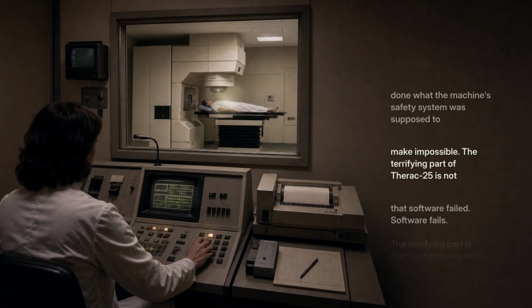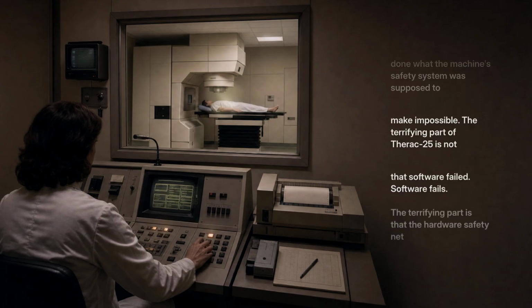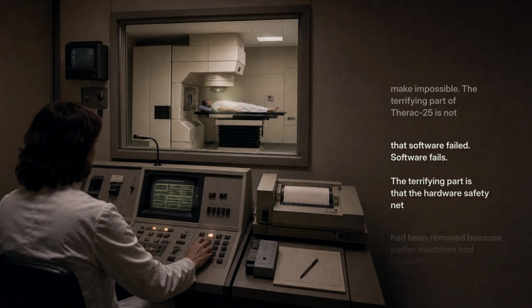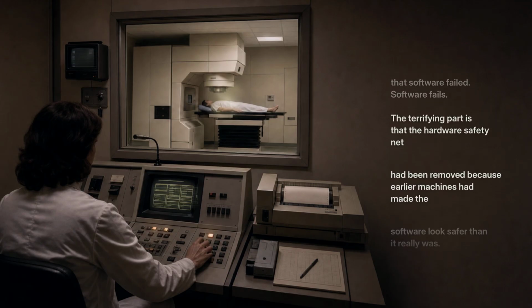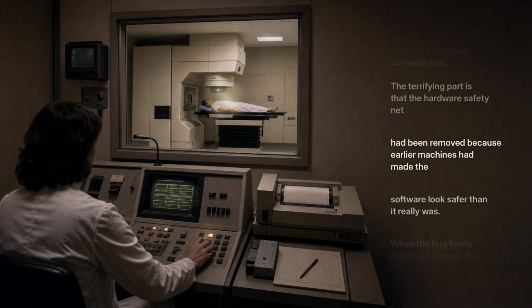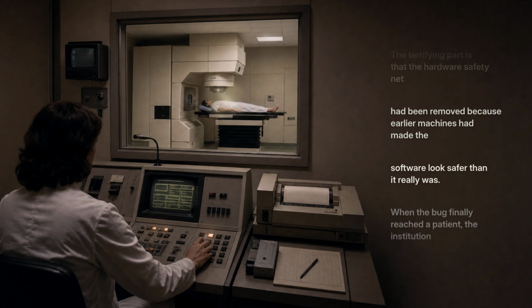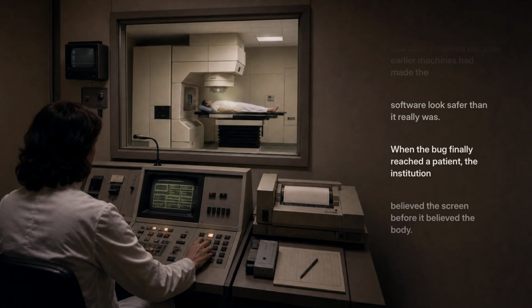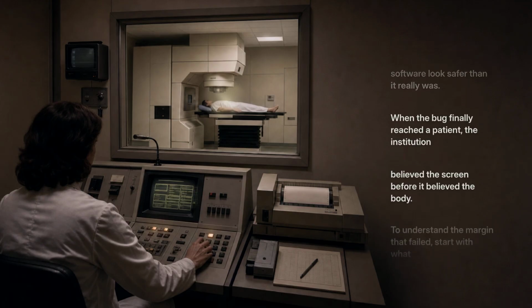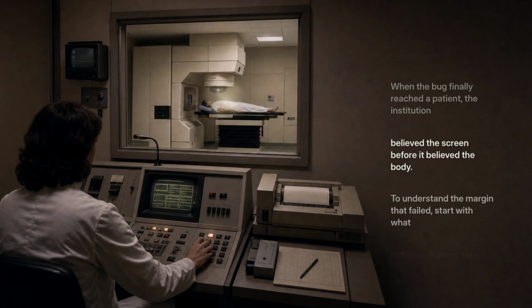The terrifying part of Therac 25 is not that software failed. Software fails. The terrifying part is that the hardware safety net had been removed because earlier machines had made the software look safer than it really was. When the bug finally reached a patient, the institution believed the screen before it believed the body.